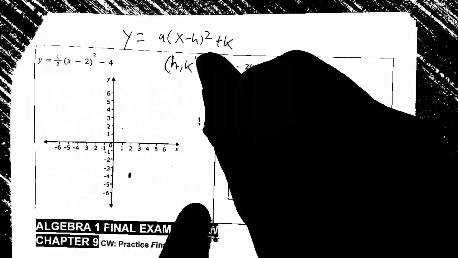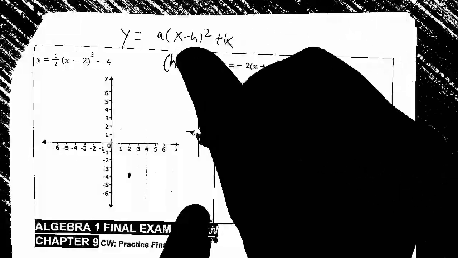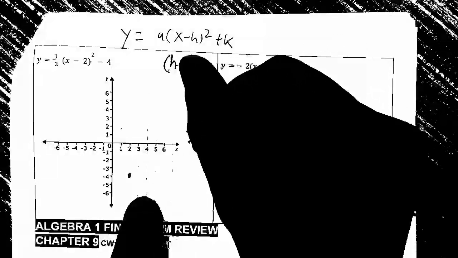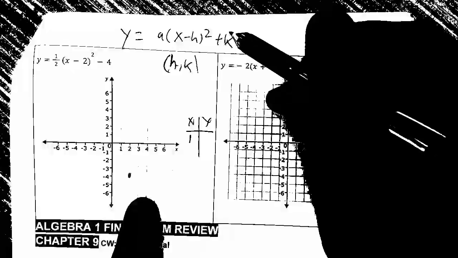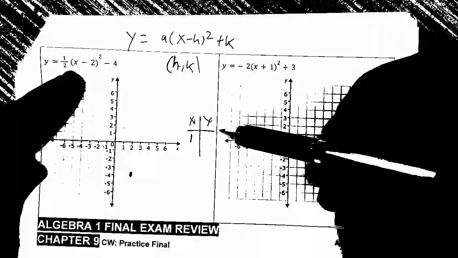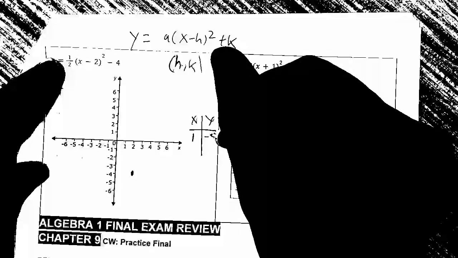The 1/2 doesn't affect the vertex. Once you have the vertex, you can just plug in a number next to the vertex. So 2, -4 is the vertex. What's k? So let's plug in a 1. 1 is the y coordinate of the vertex. If we plug a 1 into the equation now, we'll get 1/2 minus 4. We'll get -3.5.